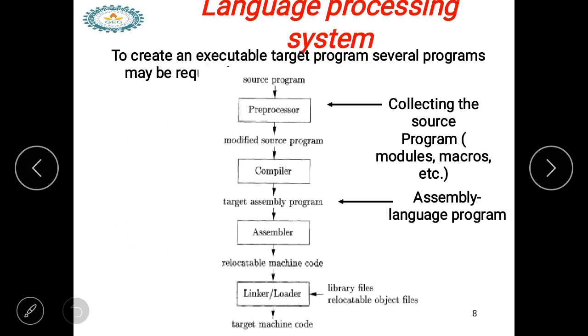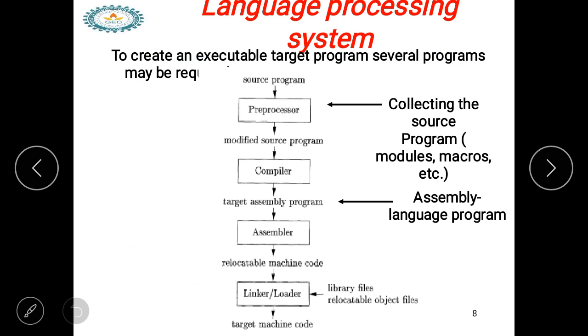So, the general structure of the language processing system. To create an executable target program, several programs may be required. The language processing system has four tools: preprocessor, compiler, assembler, linker and loader. The source program is an input to the preprocessor. The preprocessor gives the output, that is, a modified source program.